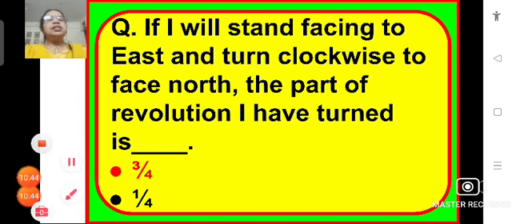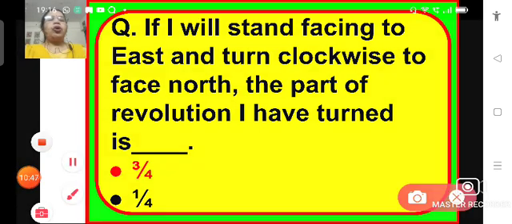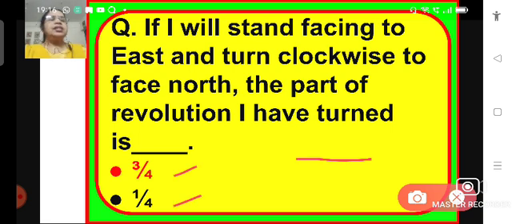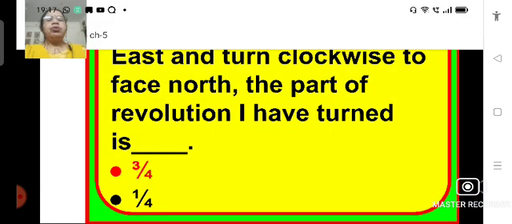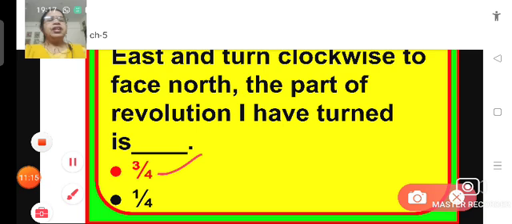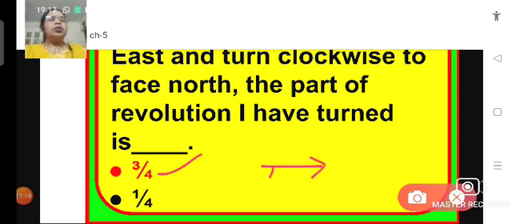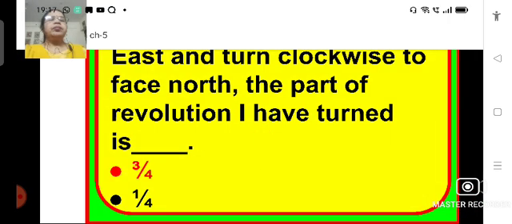Next question, if we stand facing east and turn clockwise to face north, the part of revolution I have turned is 3/4 of a revolution or 1/4 of a revolution. These two are the options. So if I am facing east and if I turn clockwise to face north, then I have gone through 3/4 of a revolution. So 3/4 is the correct option for this. Facing east and from here going to face north is 3/4 of a revolution.